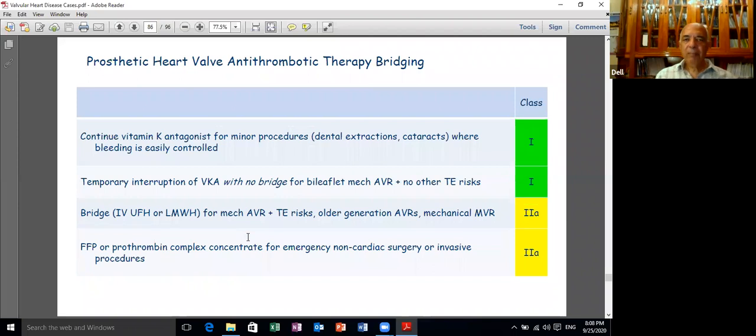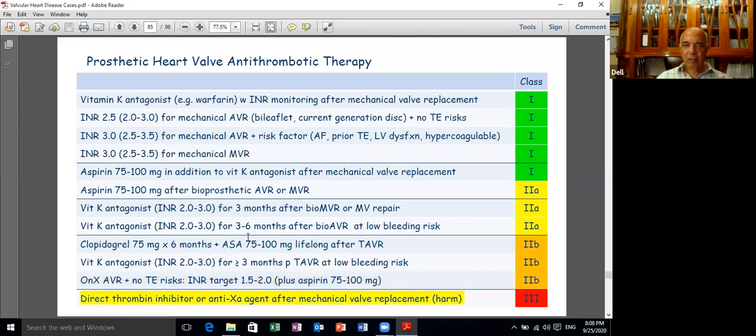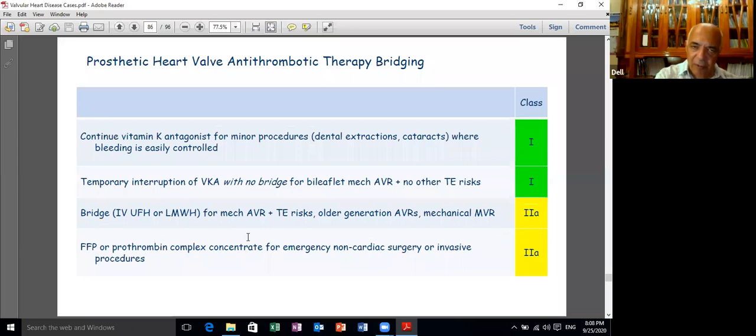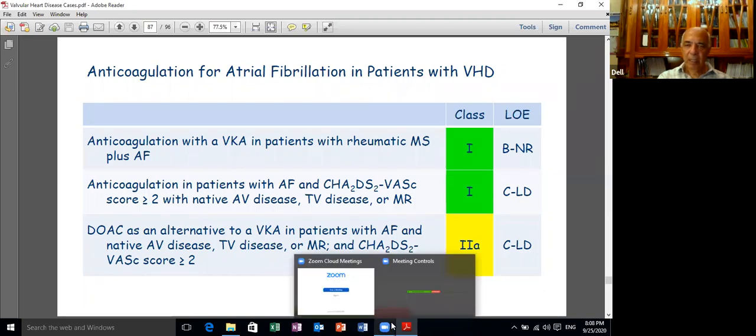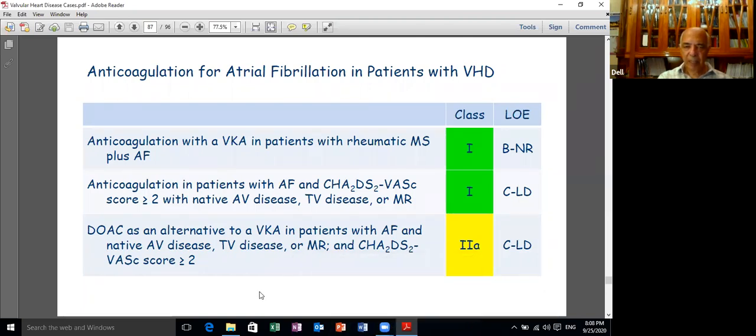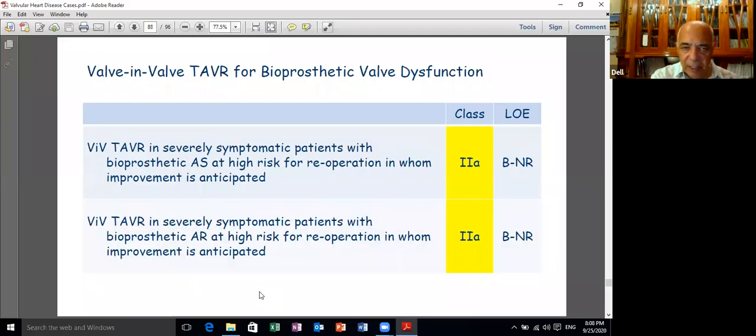Now, what about bridging? Bridging is stopping the oral anticoagulation and replacing it with heparin, some form of heparin, whether it is low molecular weight heparin or unfractionated heparin, for some time, because that's a complicated issue. So the indication is very restricted under these circumstances.